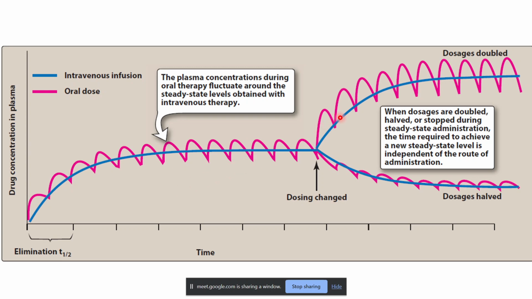If these fluctuations are even higher, then sometimes they can lead to adverse effects, or they can be even lower, so the drug concentration can drop below the required level.